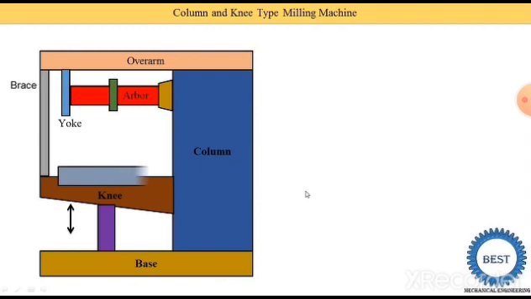Next component is the saddle. So the saddle is mounted on the top surface of the knee. So this part is known as the saddle, and the saddle moves in this horizontal direction, means to and fro from the column. So we move the saddle near to the column or away from the column.